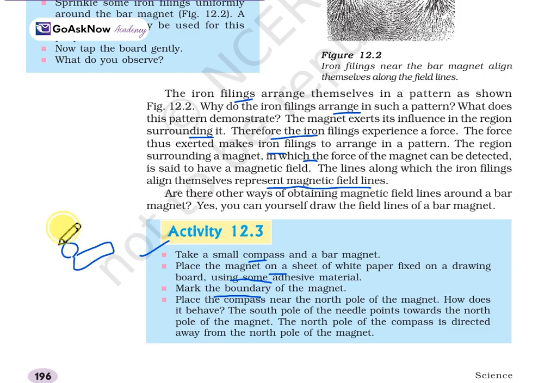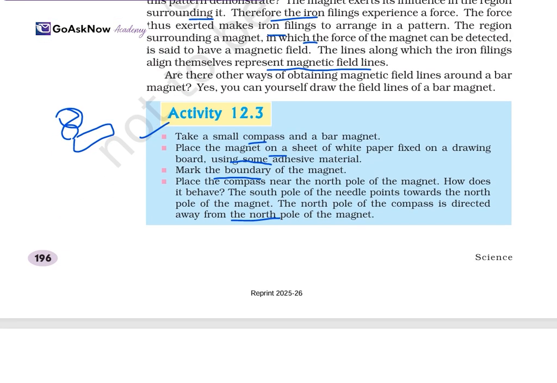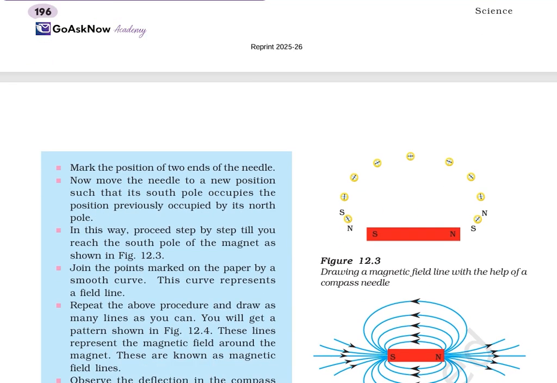Wherever the needle gets deflected, you have to notice it, and once you get the reading here, again put the compass in the next position. So the north pole of the compass is directed away from the north pole of the magnet. So this is the activity. First, like this, see. Now mark the positions of the two ends of the needle, and then move the needle to the new position as I told.